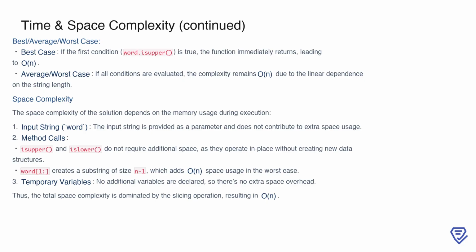When considering space complexity, the memory usage is primarily determined by the slicing operation. The input string itself does not consume additional memory since it is passed as a parameter. Built-in methods like isupper and islower operate in place without requiring extra space. However, the slicing operation word[1:] creates a new substring of size n-1, which contributes to O(n) space usage in the worst case. As there are no additional temporary variables or data structures involved, the overall space complexity of the solution is O(n), dominated by the slicing operation.